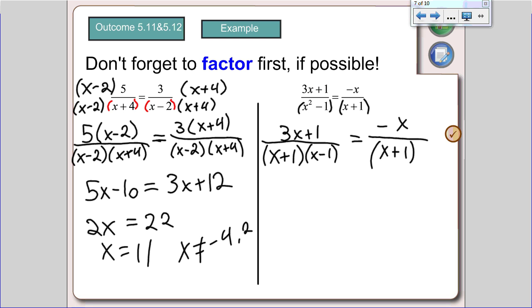What's my common denominator going to be? X plus 1 times x minus 1. The thing on the left, what do I need to multiply that by? Nothing. It's good. The thing on the right, what do we need to multiply it by? X minus 1. Let's multiply the right by x minus 1, and all the denominators will go away.